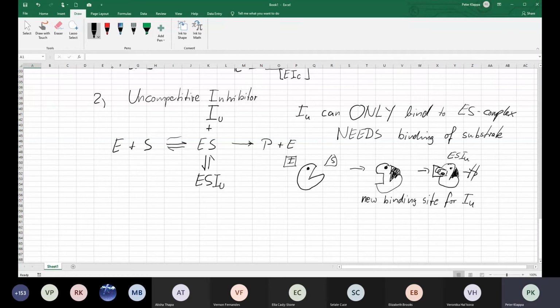please park that thought, Hannah. Park that thought. We are not discussing non-competitive inhibitors, at least not today.